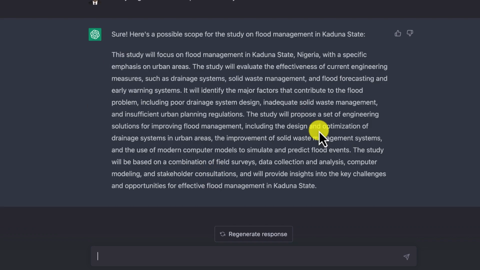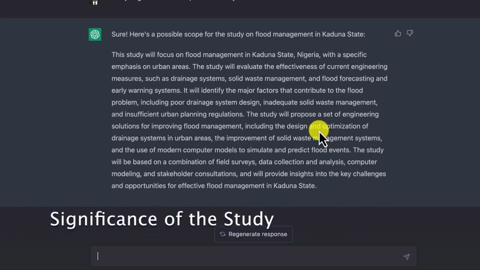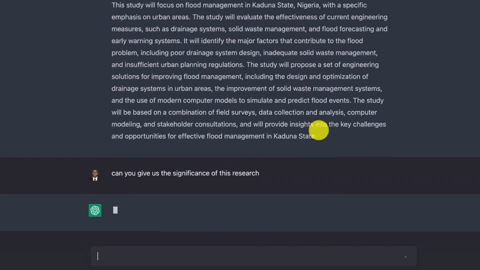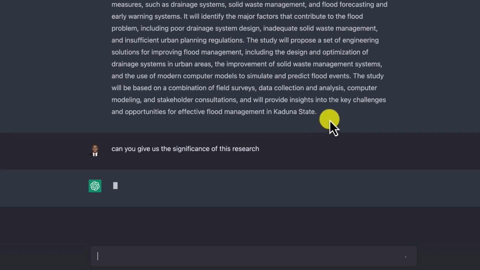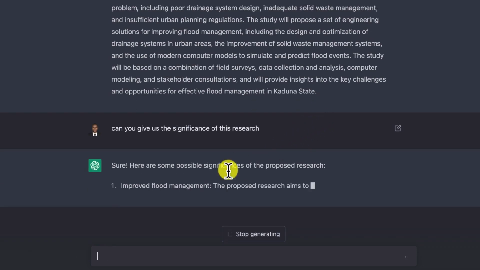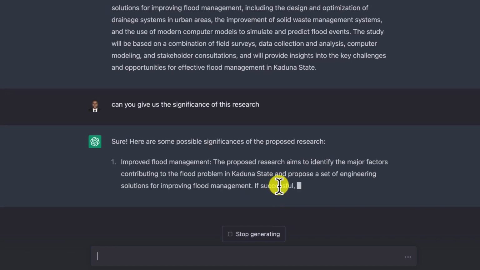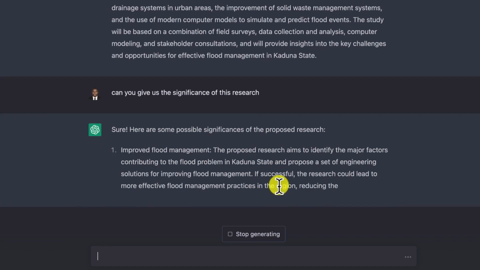So the next thing is we are going to look at the significance of the study. Can you give us the significance? So usually significance is the importance of the research. How important is it? What are the benefits? What do we stand to gain by conducting this research? You can see it's going to give us, sure, here are some of the possible significance of this research. Improve flood management, and it gives you details of how you're going to get it. So you can see it's giving you detail.